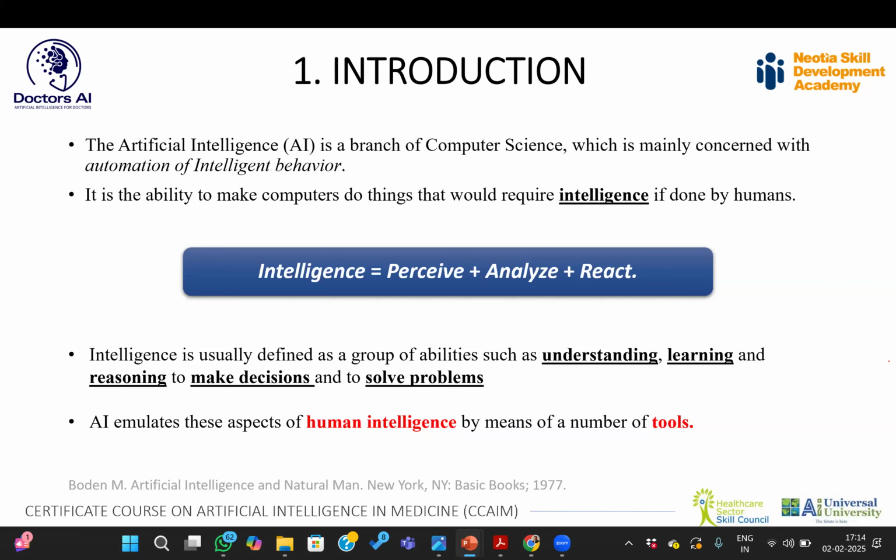So intelligence is usually defined as a group of abilities, which means understanding, learning, reasoning to make decisions and to solve problems. And each of these is what an AI tool does for you. It understands, it learns, it reasons, it either is an autonomous way of making decisions on its own, or it helps you in your cognition and helps you in making decisions, and it helps you in solving problems. So AI will emulate these aspects of human intelligence with the help of a number of tools.